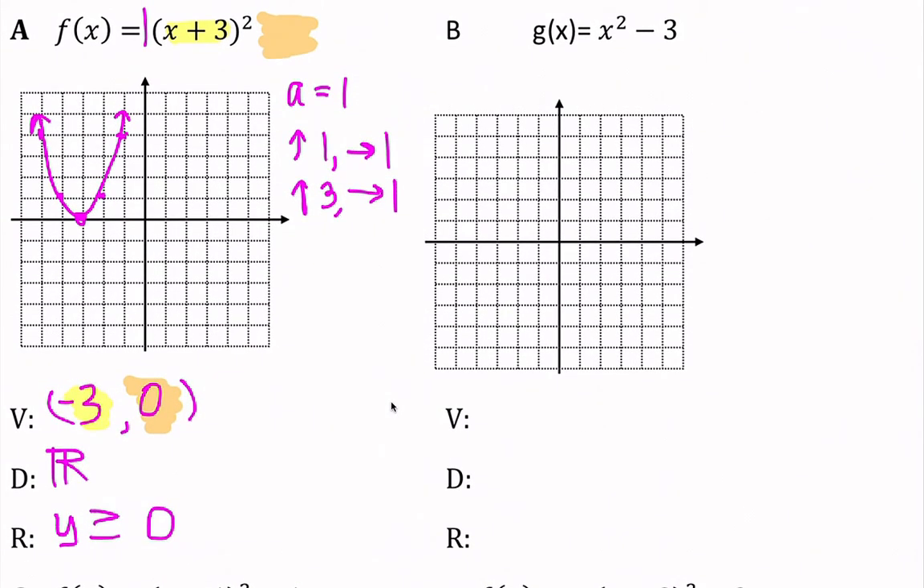Okay, so the first thing I want to do is I want to look out front of my equation. So I know my a value is a 1. Just like home base, what we have memorized. Up 1 over 1. Up 3 over 1.